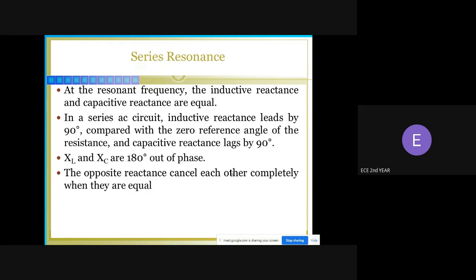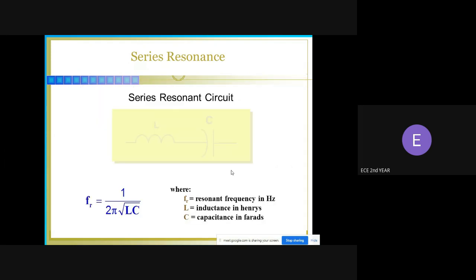So the phase angle between XL and XC is 180 degrees out of phase. The opposite reactances cancel each other completely when they are equal. Once the XL and XC are in opposite phases and the XL value equals the XC value, both get cancelled and we get only the value of R. This is a series resonance circuit.